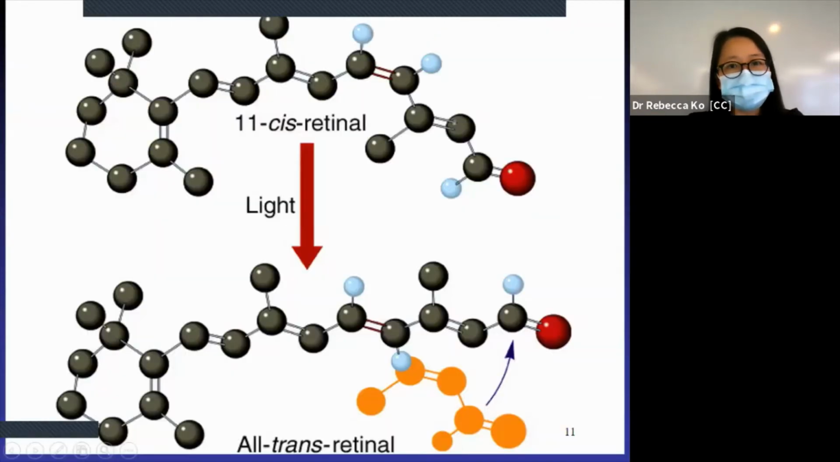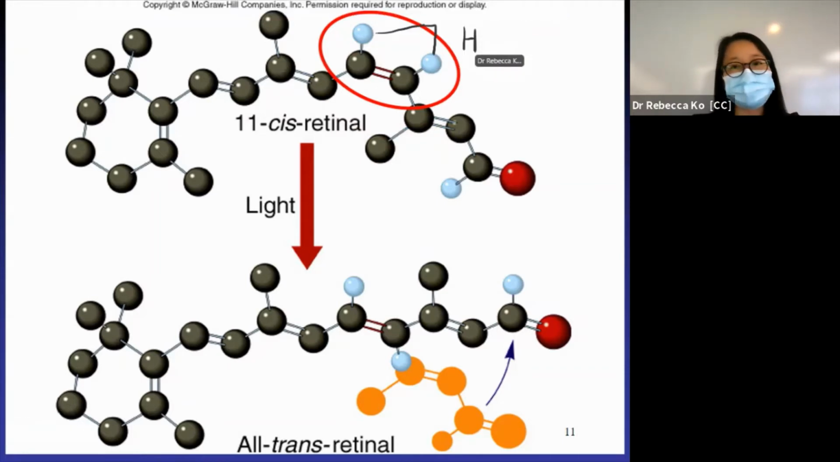Here, you find the retinal in the photoreceptor cells, and it's in the cis form. Do you still remember the cis form? Cis double bond. Yeah, okay, we'll have the hydrogens on the same side, right? And these are the cis. Let me mark it down. These are the hydrogens, and they're on the same side. That is the cis.